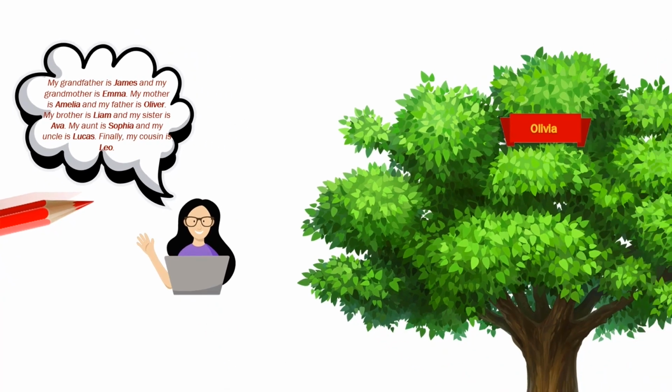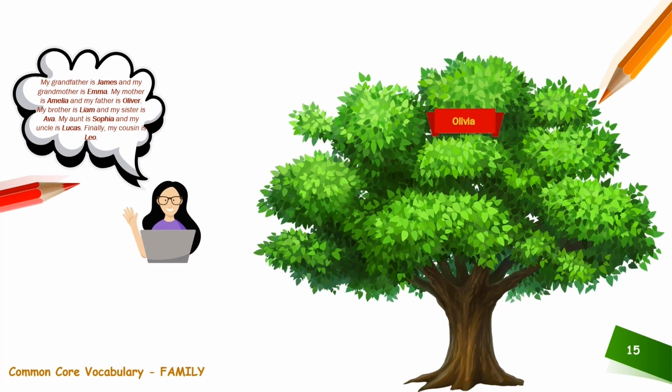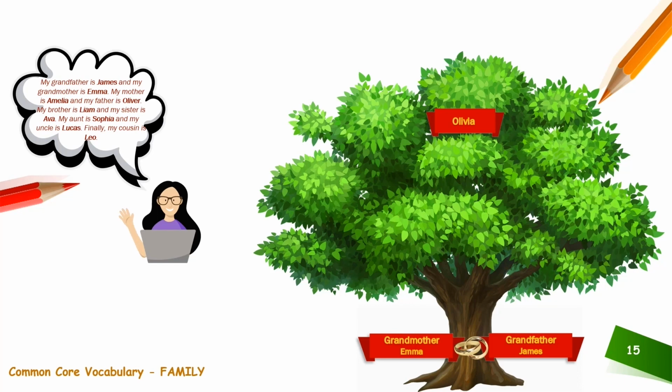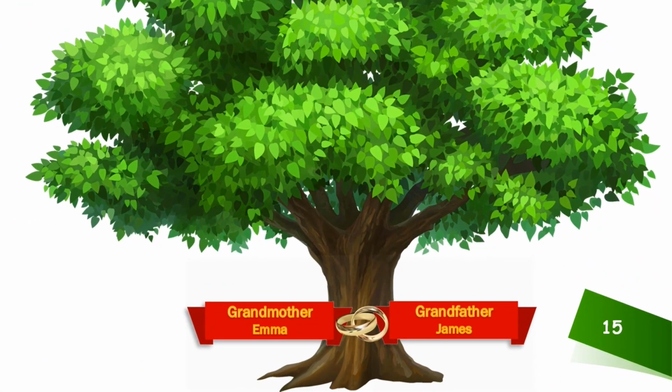Now to start drawing her family tree, she goes to the bottom of the tree and she writes grandmother Emma and grandfather James. So we always put grandparents in the bottom of the tree next to the leaves. And between their two names, she draws a wedding ring to indicate that they are married.